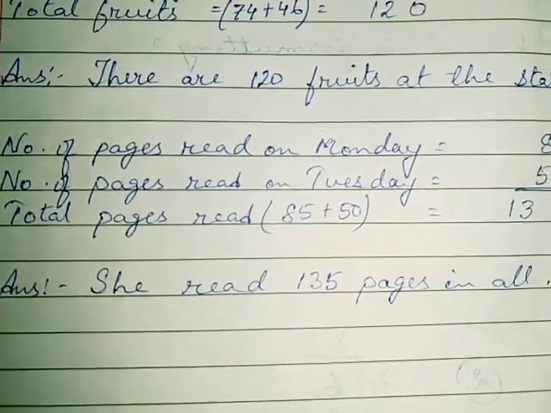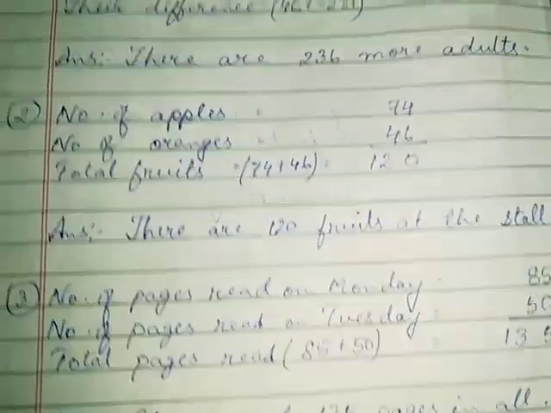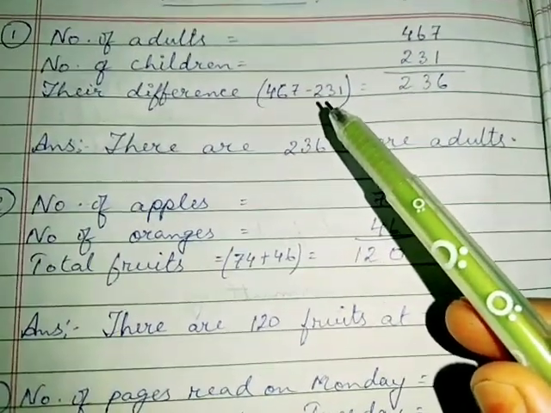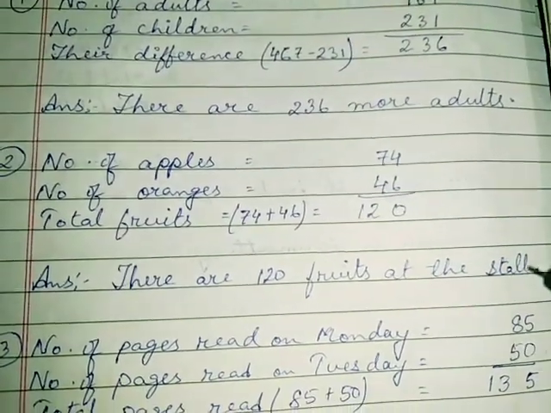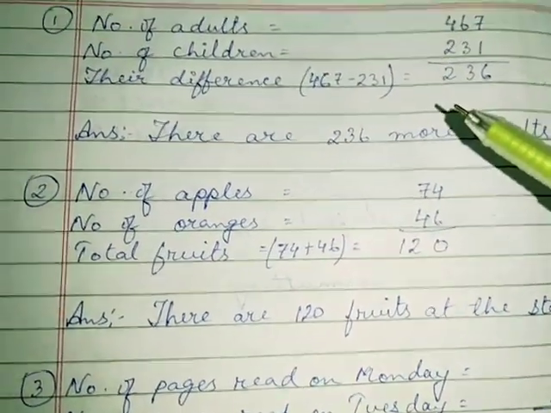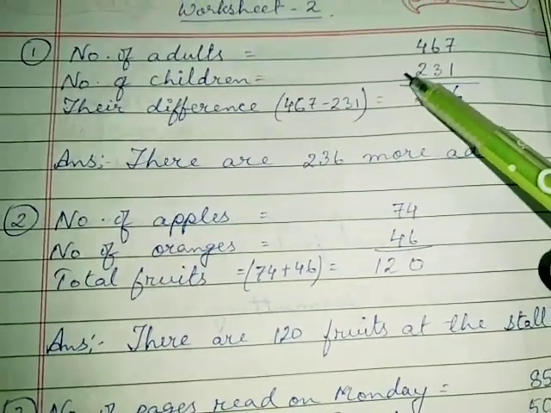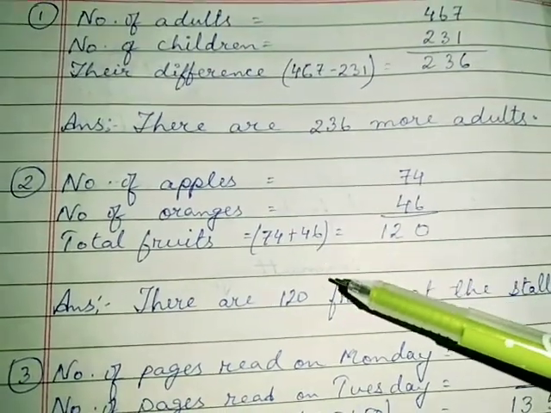And then the final answer: she read 135 pages in all. Please notice here, students, I have written what operation is done. The operation that you are doing, you have to mention it, you have to show it like this, because in this chapter we have a mixture of both addition and subtraction. In the exam also you will get questions that are a mixture of addition and subtraction. So you will have to mention in this way what you are doing to get the answer.